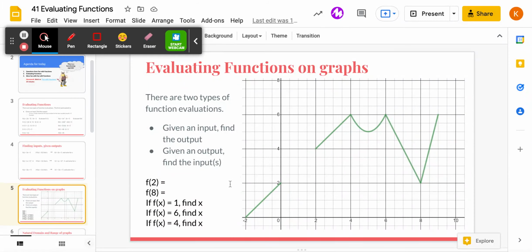So hopefully that helps you out a little bit with evaluating functions. We can do it from a graph, and we can do it when given an equation or an expression that needs to be evaluated. Hopefully we learned something new. Check out this video one more time.